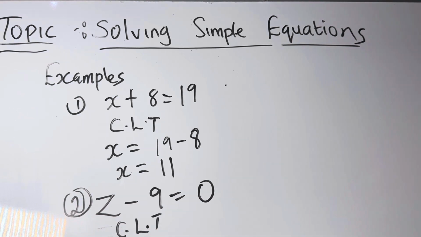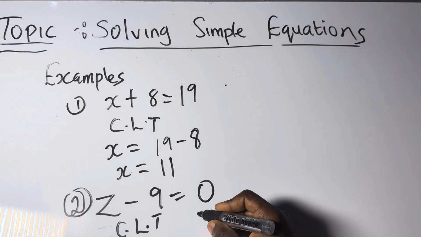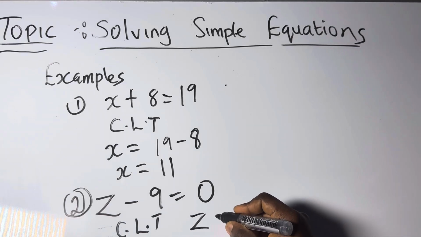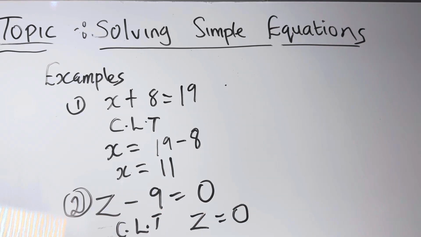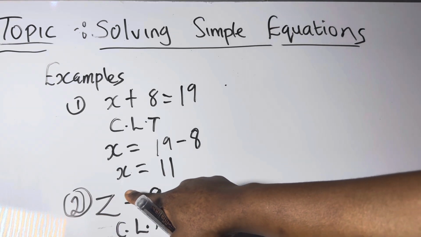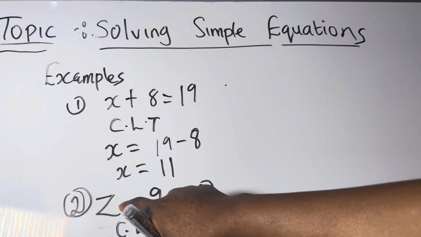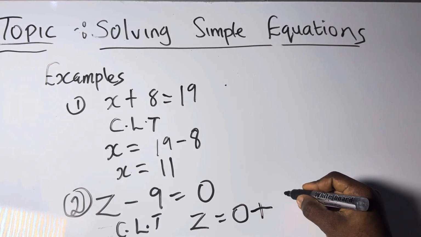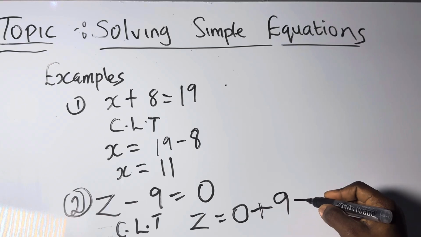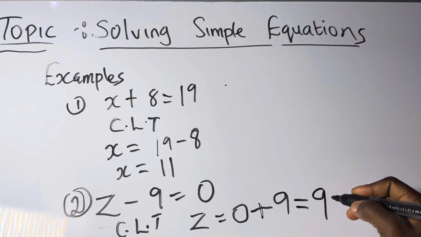So that means z equals 0. Now this is minus 9. If this minus crosses to the other side, the sign changes to what? Plus, which gives plus 9. So z equals 9.